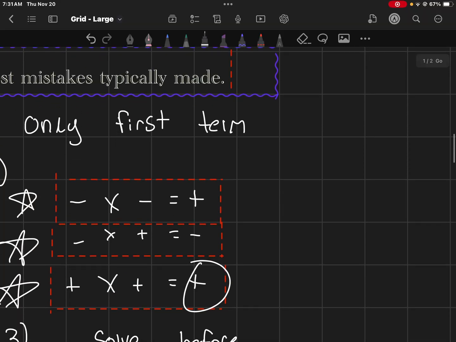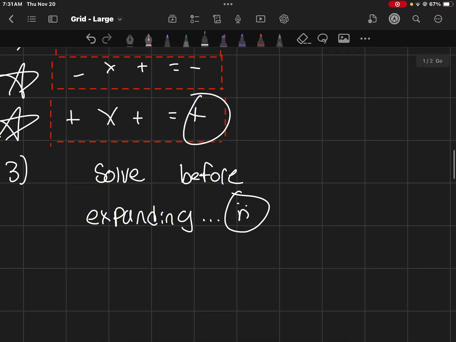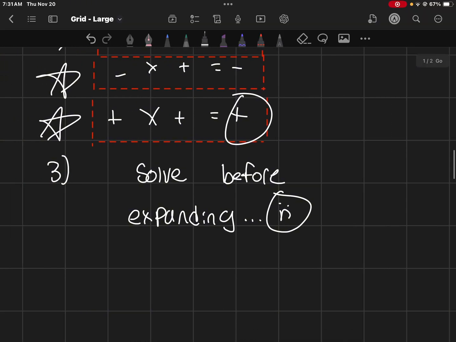Alright, that's it for solving equations with brackets. Next time, we'll look at equations with fractions and even more complicated brackets.